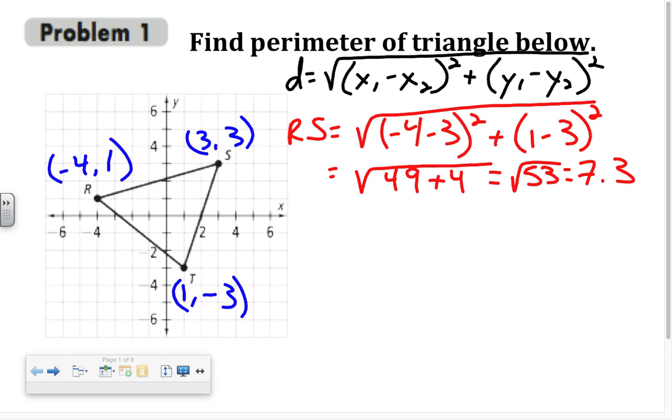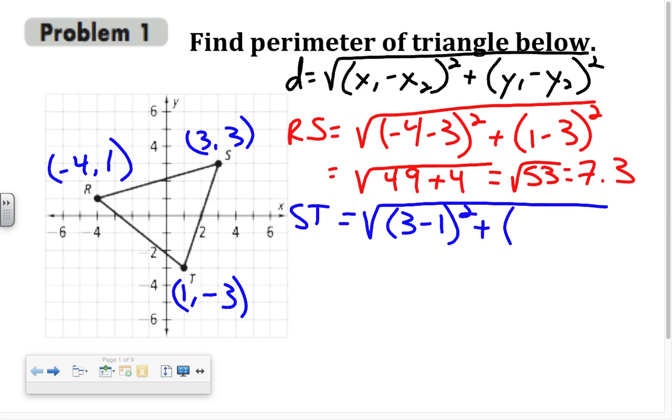Segment ST. Square root. Subtract my x's. 3 minus 1 squared plus subtract my y's. That's 3 minus -3. Remember that minus a negative becomes plus positive.